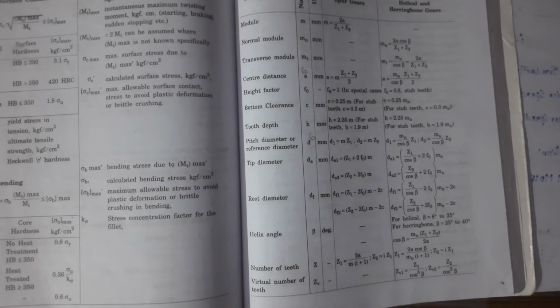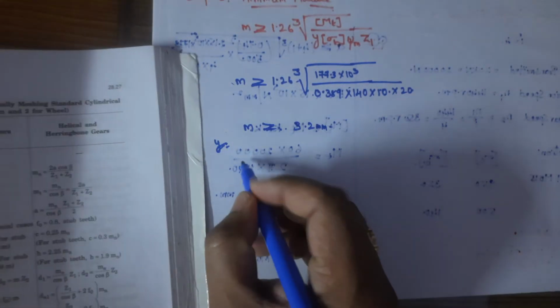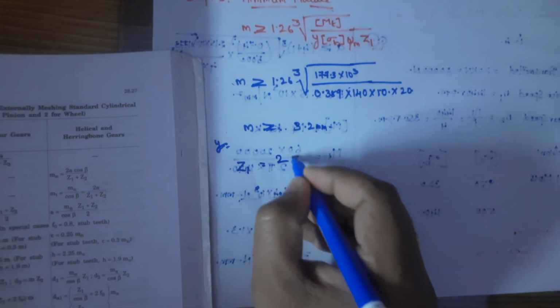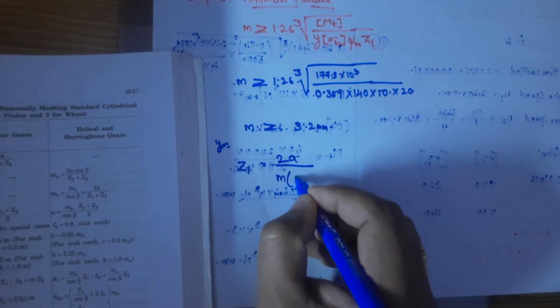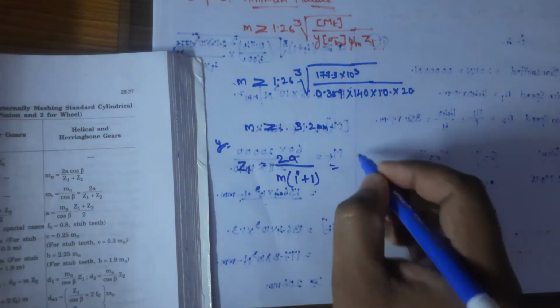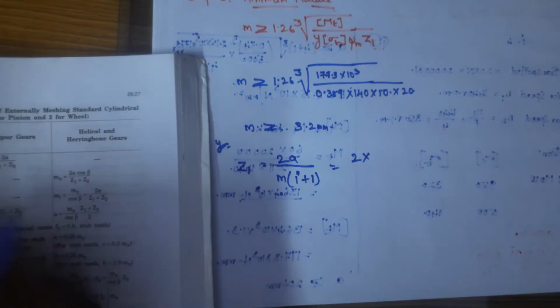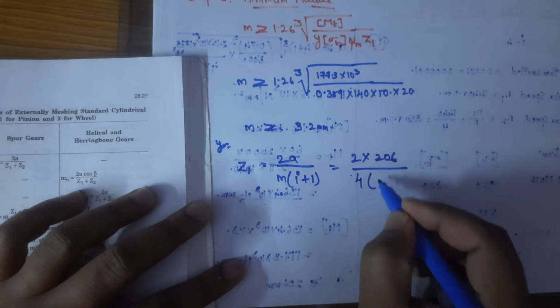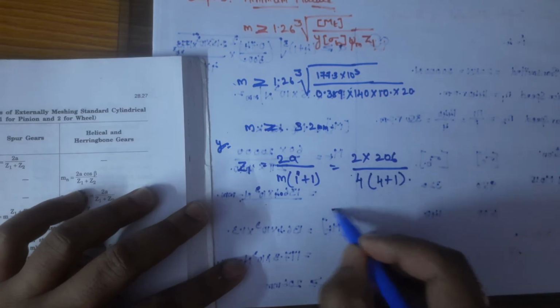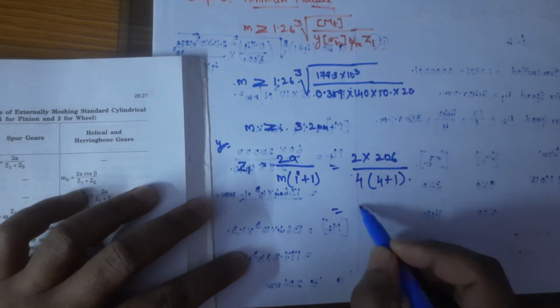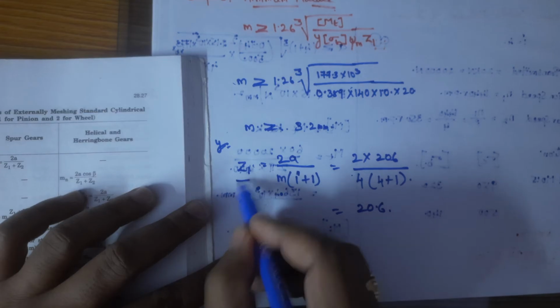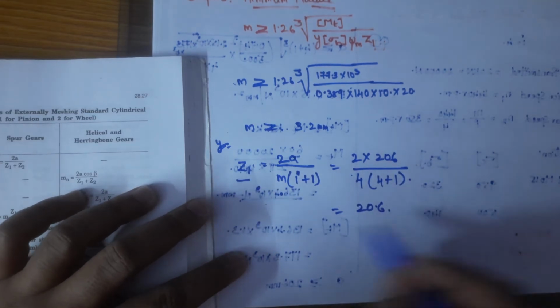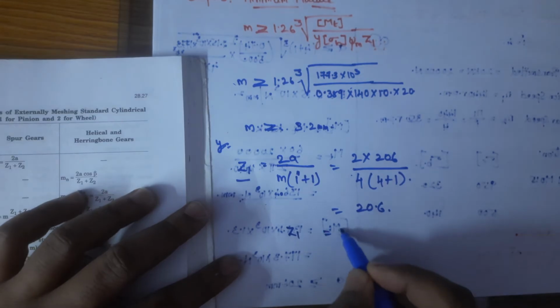The number of teeth can be found out by z1 is equal to 2a by m into (i plus 1). So 2 into the a value, which I have got as 206, divided by the m value, which is 4, into 4 plus 1. I will be getting an answer of 20.6. So almost we will be going for z1 is equal to 22.